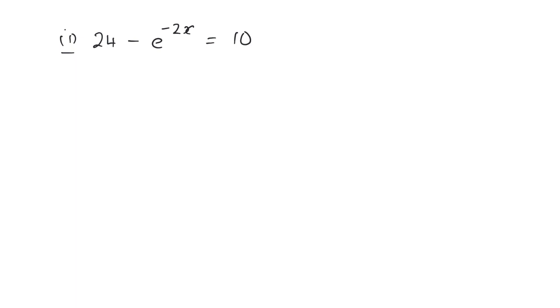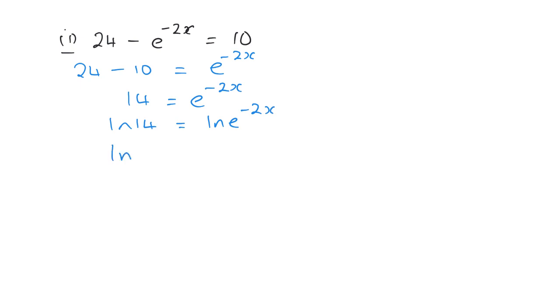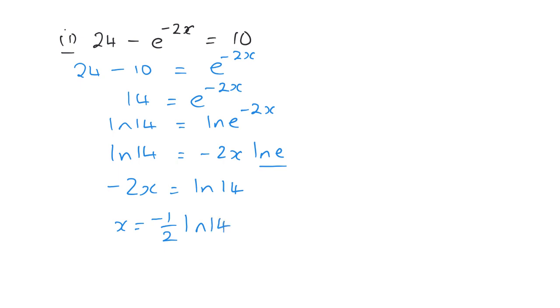And then 24 minus e to the power minus 2x equals 10. Okay, so I'm going to bring the 10 across to the left-hand side and bring the e across, so we get rid of the minus in front of it, so we'll have 14 equals e to the minus 2x. Now I'm going to take the natural logs of both sides. I'm going to bring the minus 2x down, ln e is 1, so minus 2x equals ln 14. So x is minus a half ln 14.